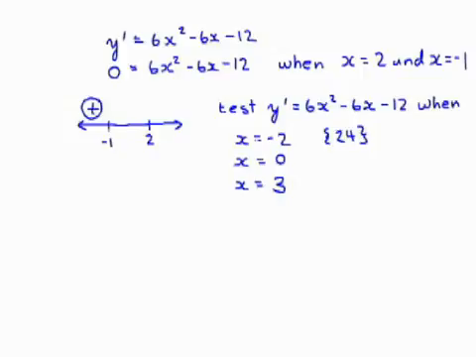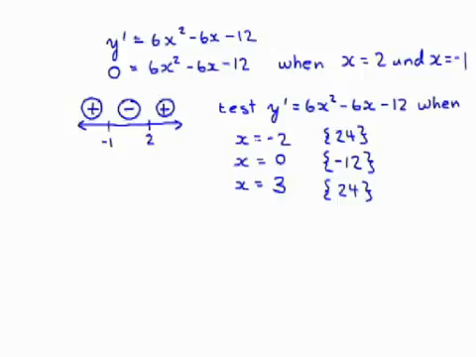When x is equal to 0, y prime is equal to negative 12. So I now know that any x value that I choose between negative 1 and 2 would make my first derivative a negative value. And then I choose the x value of 3, substitute that into my expression for my first derivative, and I find my first derivative is equal to 24, a positive value, and I place that on the number line.